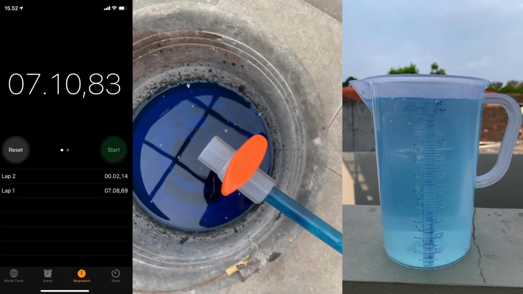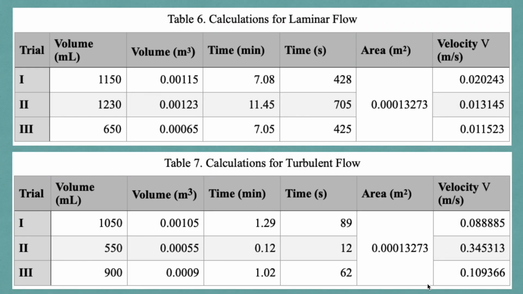At the end of each trial, the stopwatch is stopped, the valve is closed, and the colored water is transferred into a measuring jug. It is difficult to stop the stopwatch together with closing the valve without another helping hand. If you were to do it alone, do it one by one. Finally, measure the volume of the colored water. The values are then inputted into the tables as shown here.